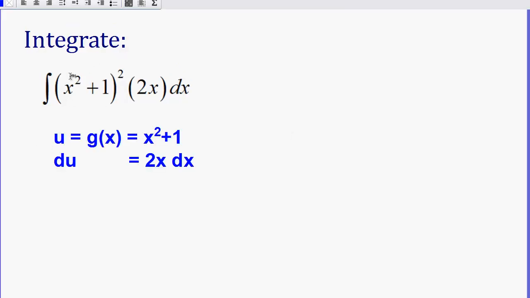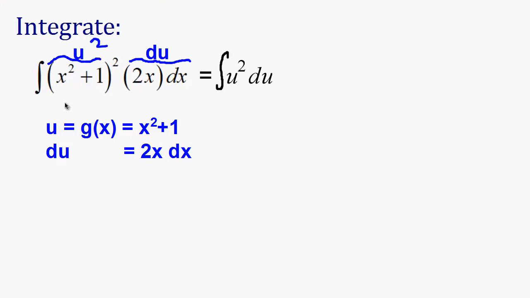So hopefully you recognize we're going to use x squared plus 1 as our u, our g of x. And so that means u is equal to x squared plus 1. Well, if we took the derivative of that, du is equal to 2x times dx. So when we rewrite this in terms of u, it becomes the integral of u squared du.